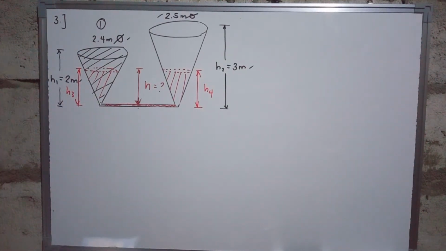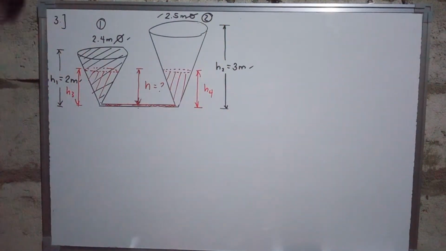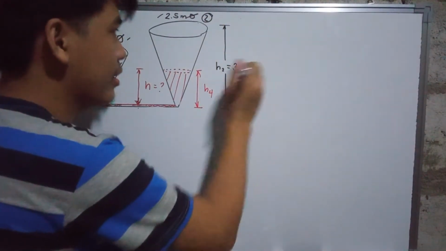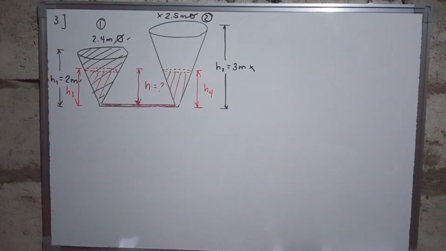The other tank, initially empty, has an altitude of 3 meter and diameter of 2.5 meter. So, yung larger cone natin, so let's say that is cone number 2, has an altitude of 3 meter at meron namang siyang diameter na 2.5 meter. Empty naman siya, walang laman.